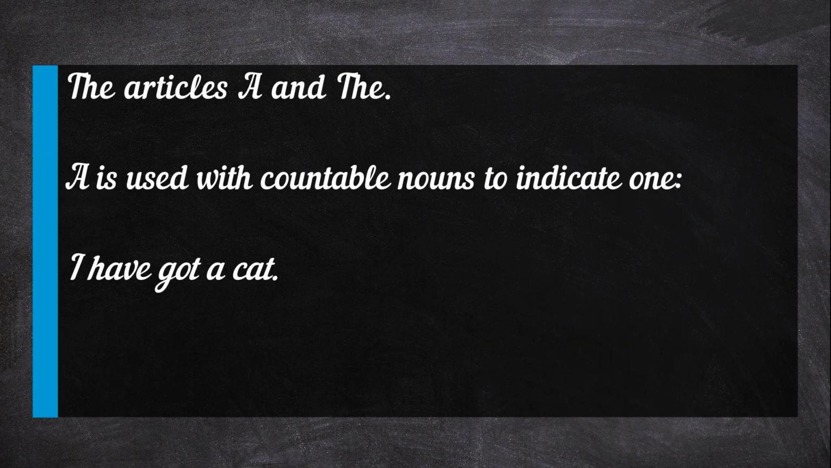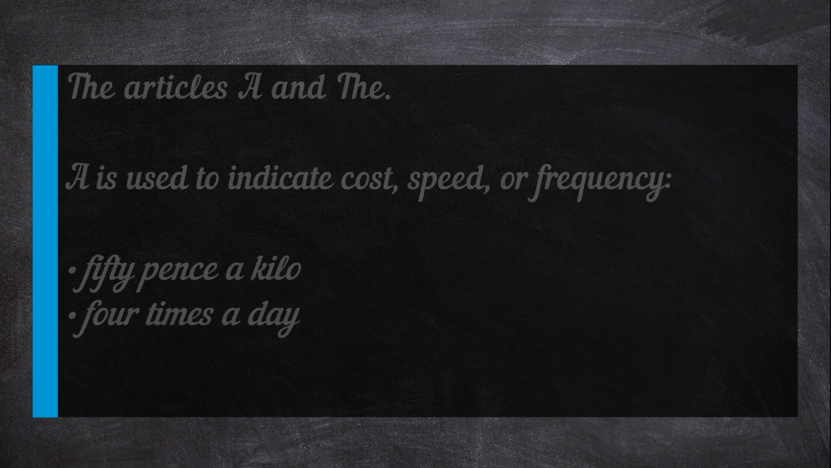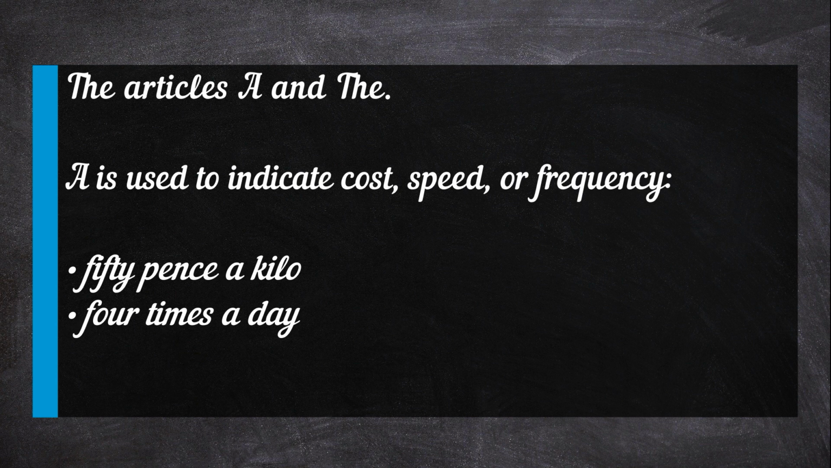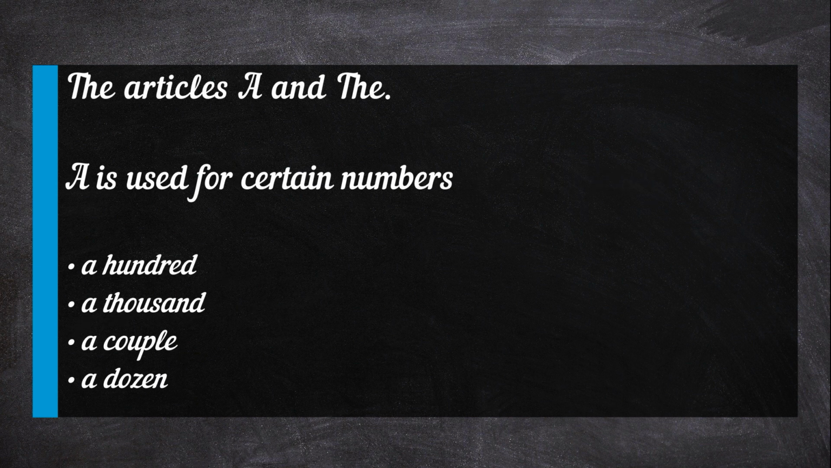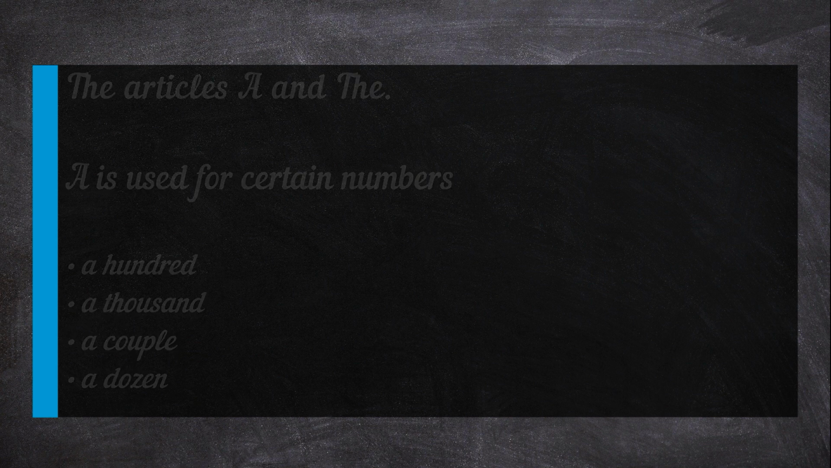A is used with countable nouns to indicate one. I have got a cat. A is used to indicate cost, speed, or frequency. 50 pence a kilo. 4 times a day. A is used for certain numbers. A hundred. A thousand. A couple. A dozen.